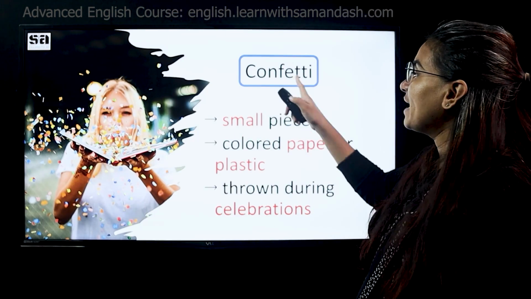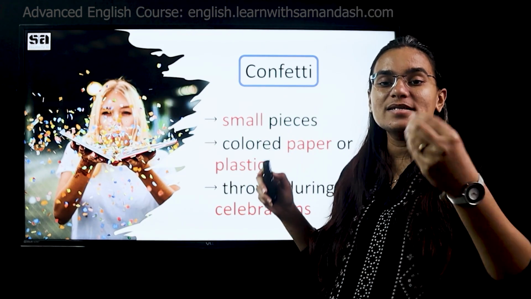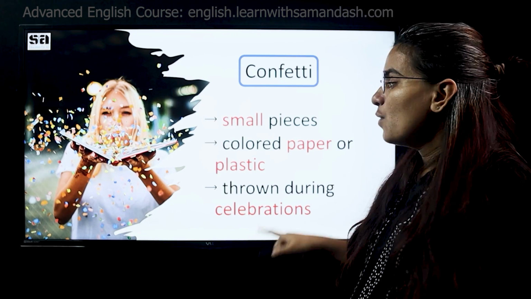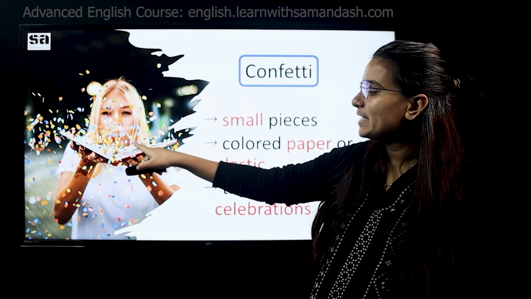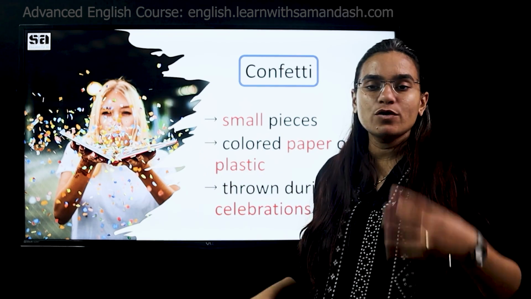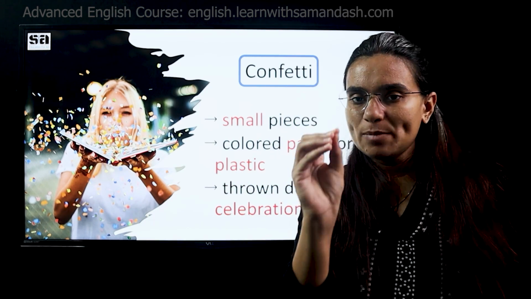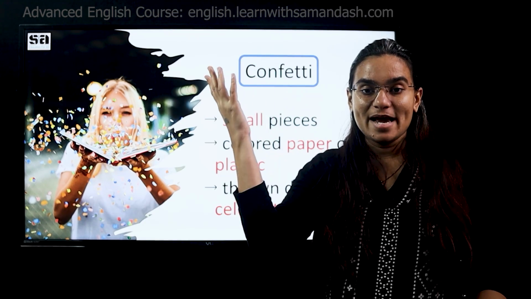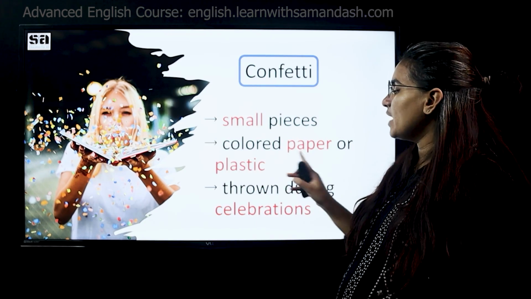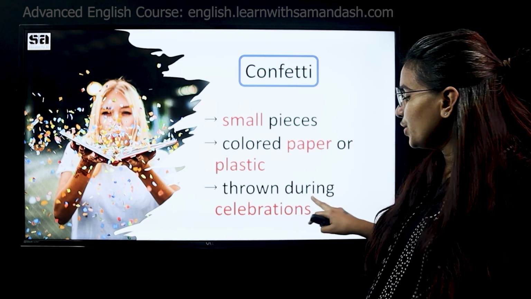Moving up, we have confetti. Confetti is another such item which is used for celebrations during parties. What exactly is a confetti? Confetti is small pieces of plastic and paper. Let's say you have a lot of colorful papers, you cut them into small pieces and you throw them in the air to celebrate, to show happiness. So small pieces of colored paper and plastic thrown during celebration.